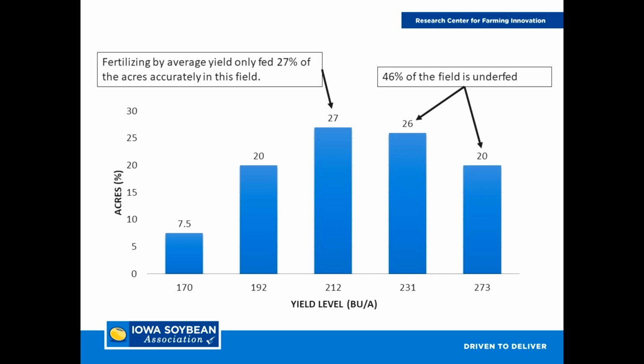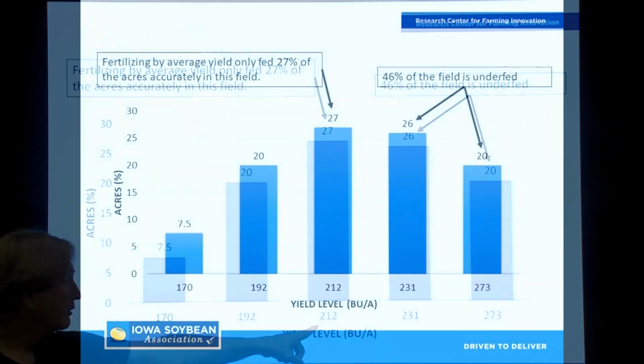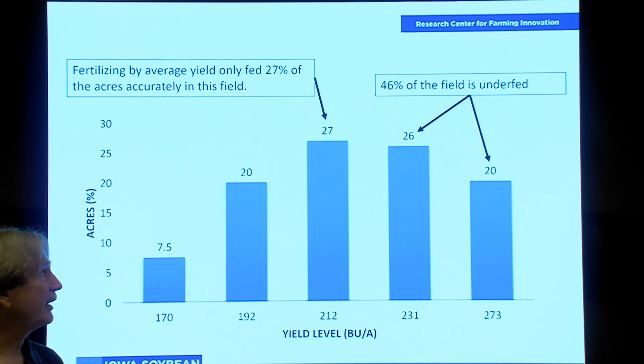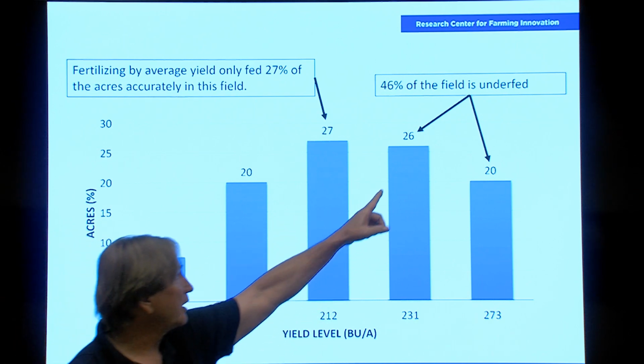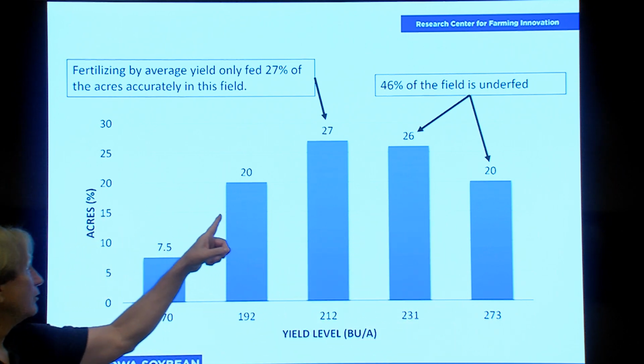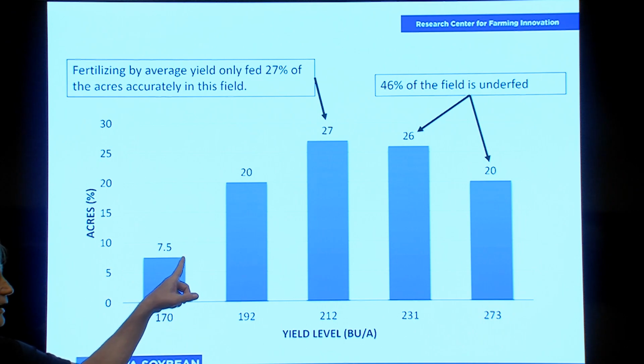Here's another example from a field we have in Iowa, and here's the yield level in bushels per acre. And say we just wanted to fertilize this field by crop removal or fertilize by the average. So the average would be 212 bushels per acre in this field. If you use the mean yield, you're going to fertilize about 27% of the field right. If you use the mean yield, you're going to under-fertilize about 46% of the field, or 27.5% you'll be overfeeding.